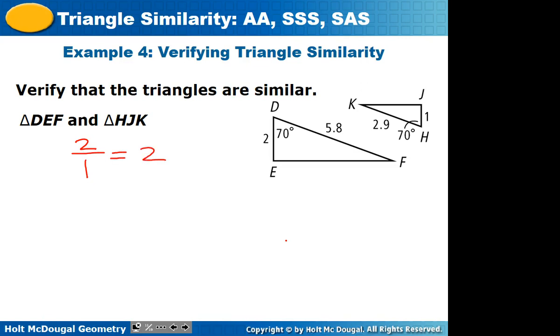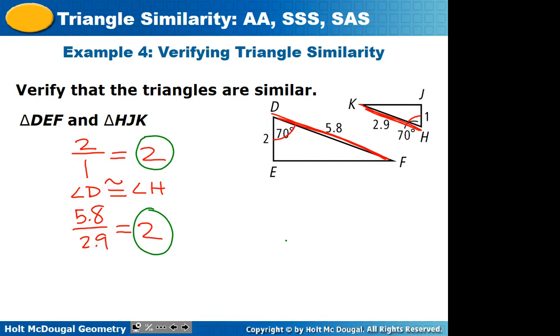Then I notice that these angles are congruent, D and H, because they're both 70. So angle D is congruent with angle H. And then I've got my other side, my long side here. I've got 5.8 there and 2.9 there. So I'm going to say 5.8 divided by 2.9, and that also is 2. So again, if we have the same ratio here, which we do, and we have an angle in between, this is going to be side, angle, side.